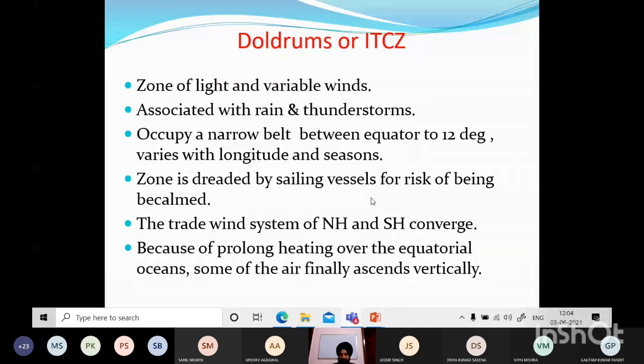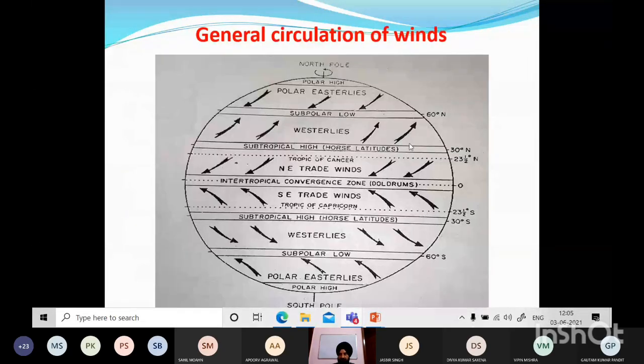So trade wind system of northern and the southern hemisphere. Now this area is the area where the trade wind system of both the hemispheres basically meet. अभी हमने diagram में भी देखा है. Now if you see here the wind is blowing in northeasterly and here the wind is blowing in southeasterly. So basically this is the meeting place of trade winds of both the hemispheres.